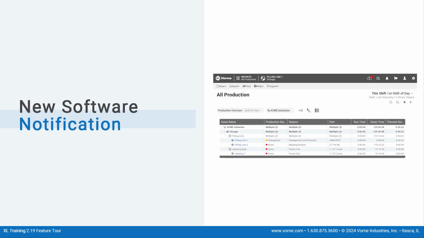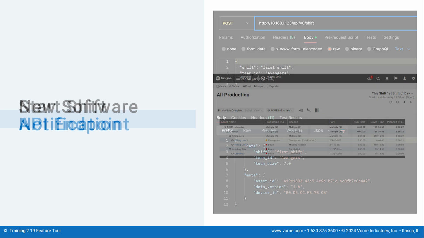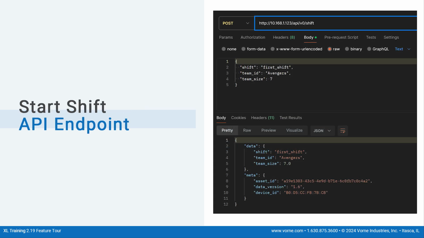Our next feature is an update to the app bar that ensures you won't miss out on any valuable new features. The new cloud icon alerts you when new software is available, even when you aren't logged in as an administrator. Our last new feature is the ability to start shifts via the API without needing a configuration token. A typical application is to integrate external time schedule systems with XL.